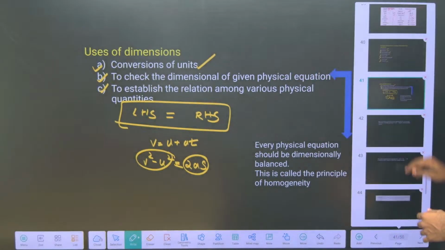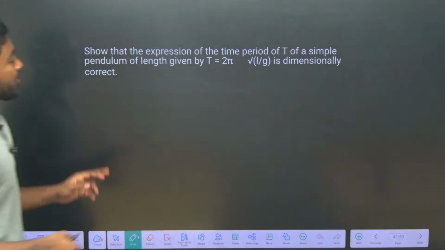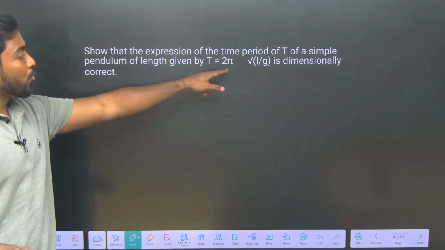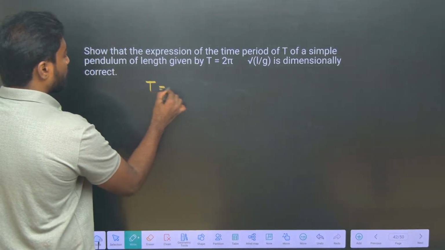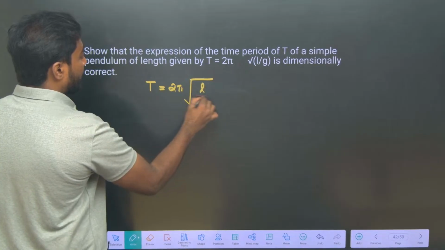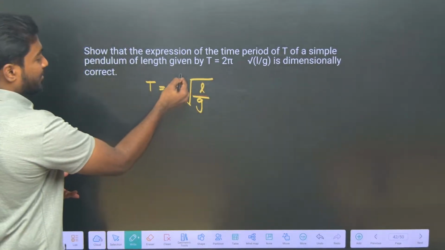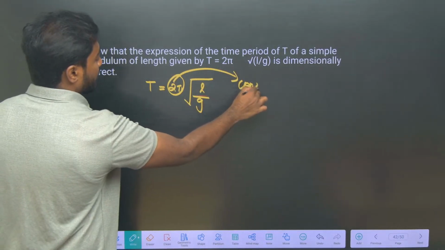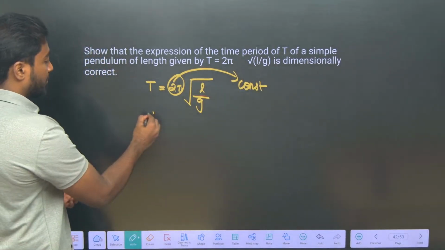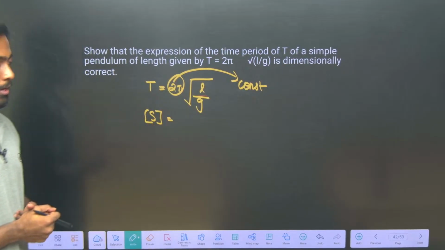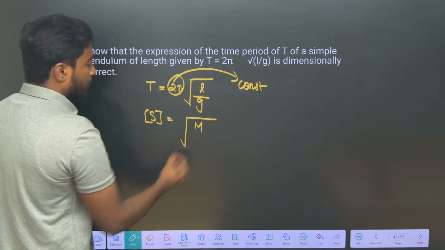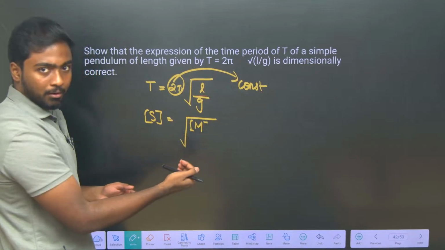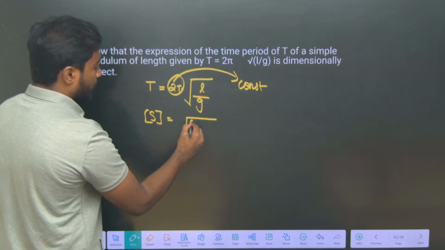So the first one here: show that the expression for the time period T of a simple pendulum of length L, given by T equals 2 pi root over L by g, is dimensionally correct. 2 pi is a constant, no need to consider it. Time is seconds, I will keep T as it is. Length is meter, L I will keep.